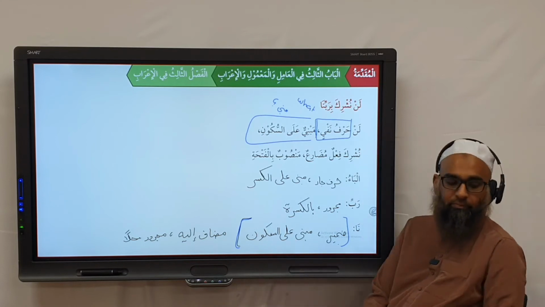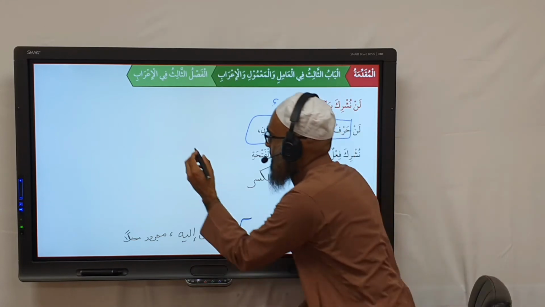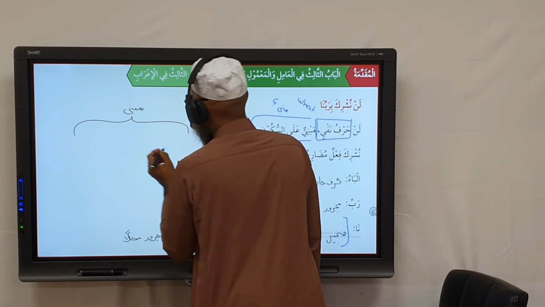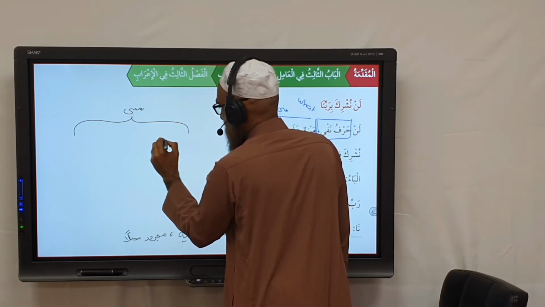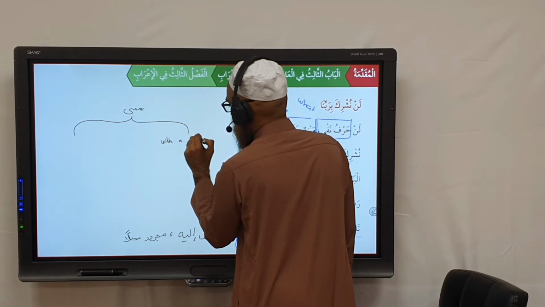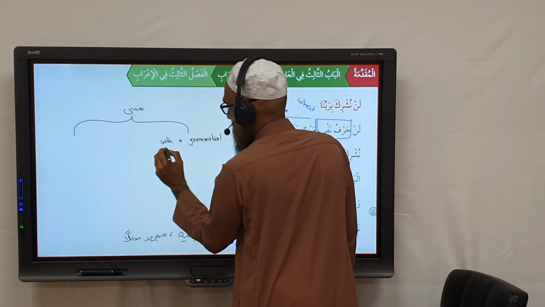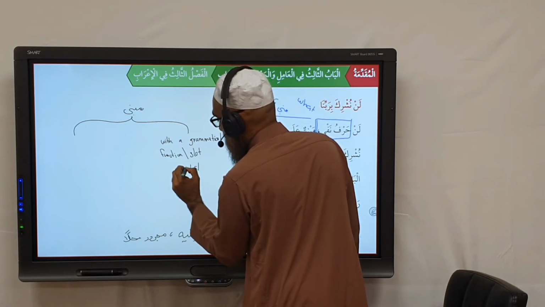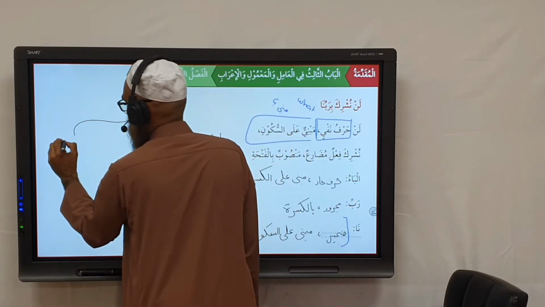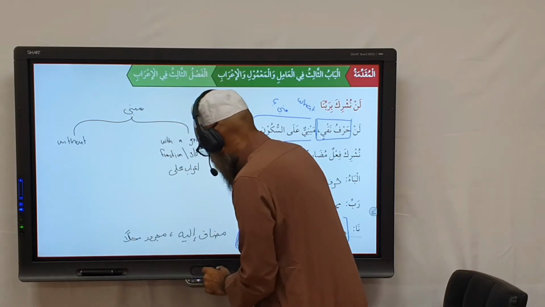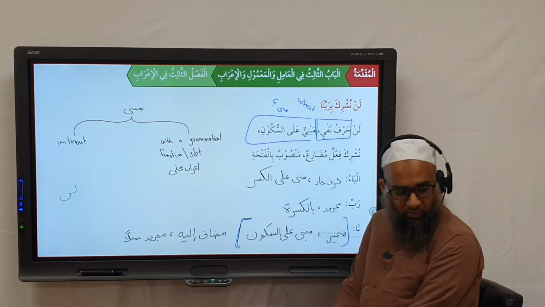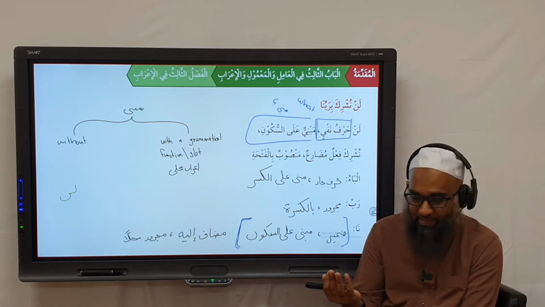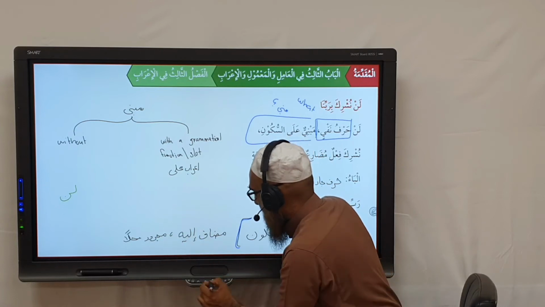Now you have to remember, there are two types of mabni words. You have one with a grammatical function or a slot, or we say it has an i'rab mahalli. And here is one without. What does that mean? For example, the word lan. Is the word lan becoming fa'il or maf'ulun bihi? No. It is a harf. Exactly. This is mabni, and the word na is also mabni.